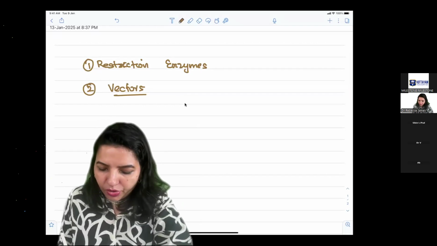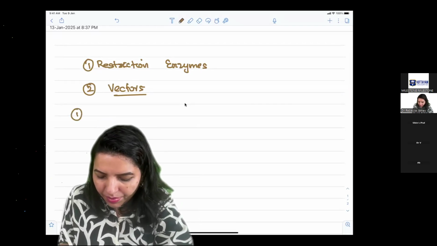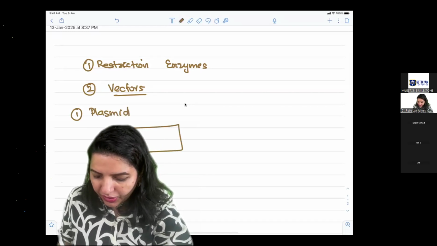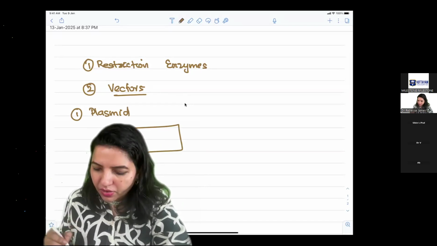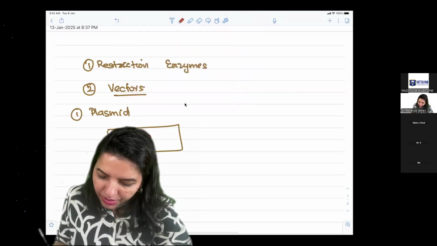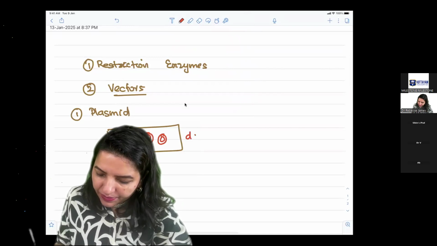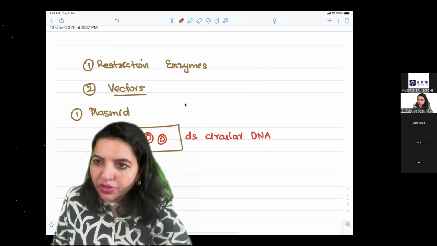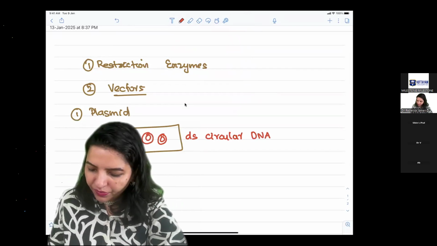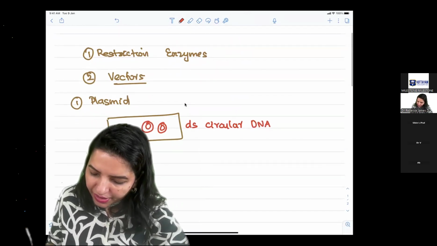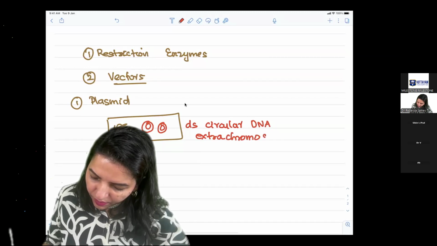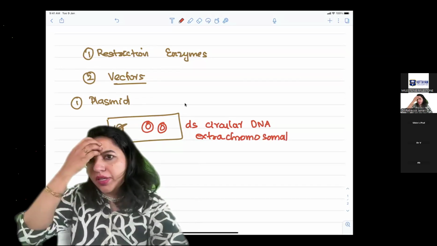So first I will tell you about vectors. Number one is plasmid. What are plasmids? If this is a bacterial cell and if this is a bacterial chromosome, we can see some double-stranded circular DNA. You need not write it, I will send these notes to you, okay? So double-stranded circular DNA, which you can see extra chromosomal. They are called plasmids.